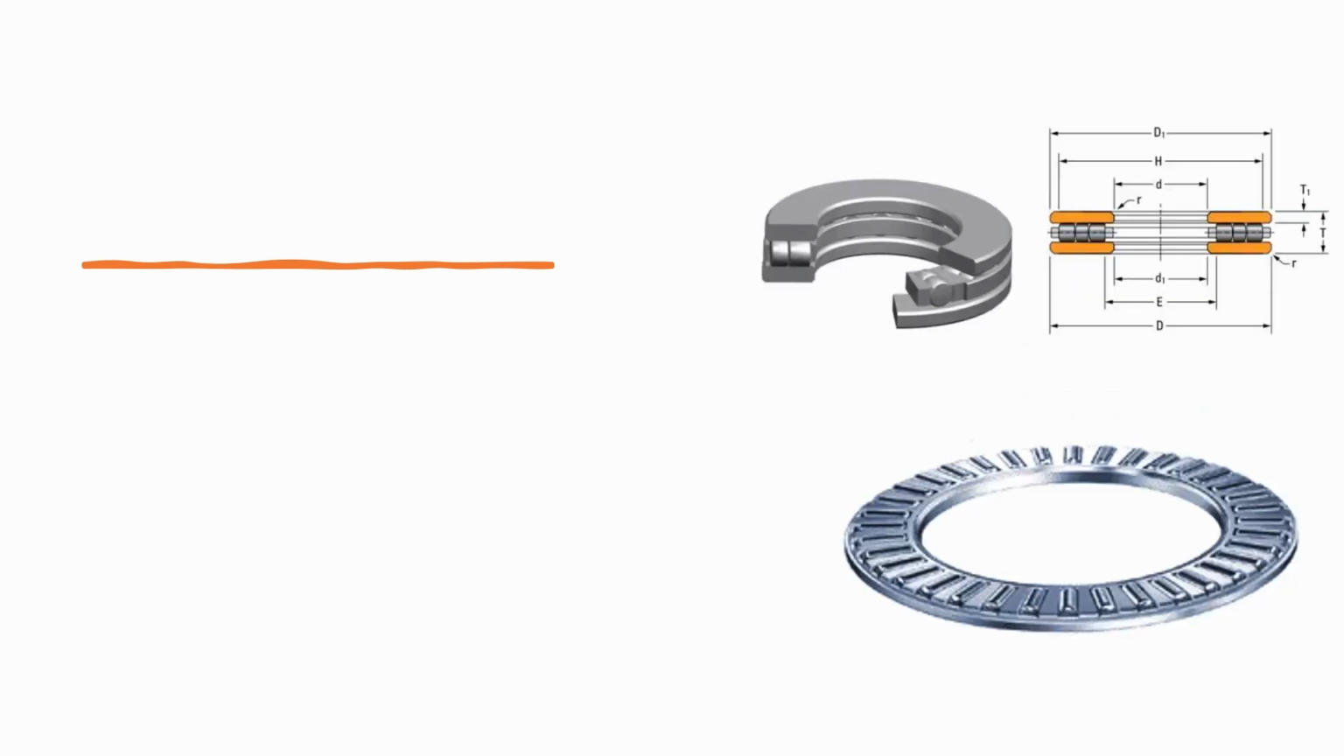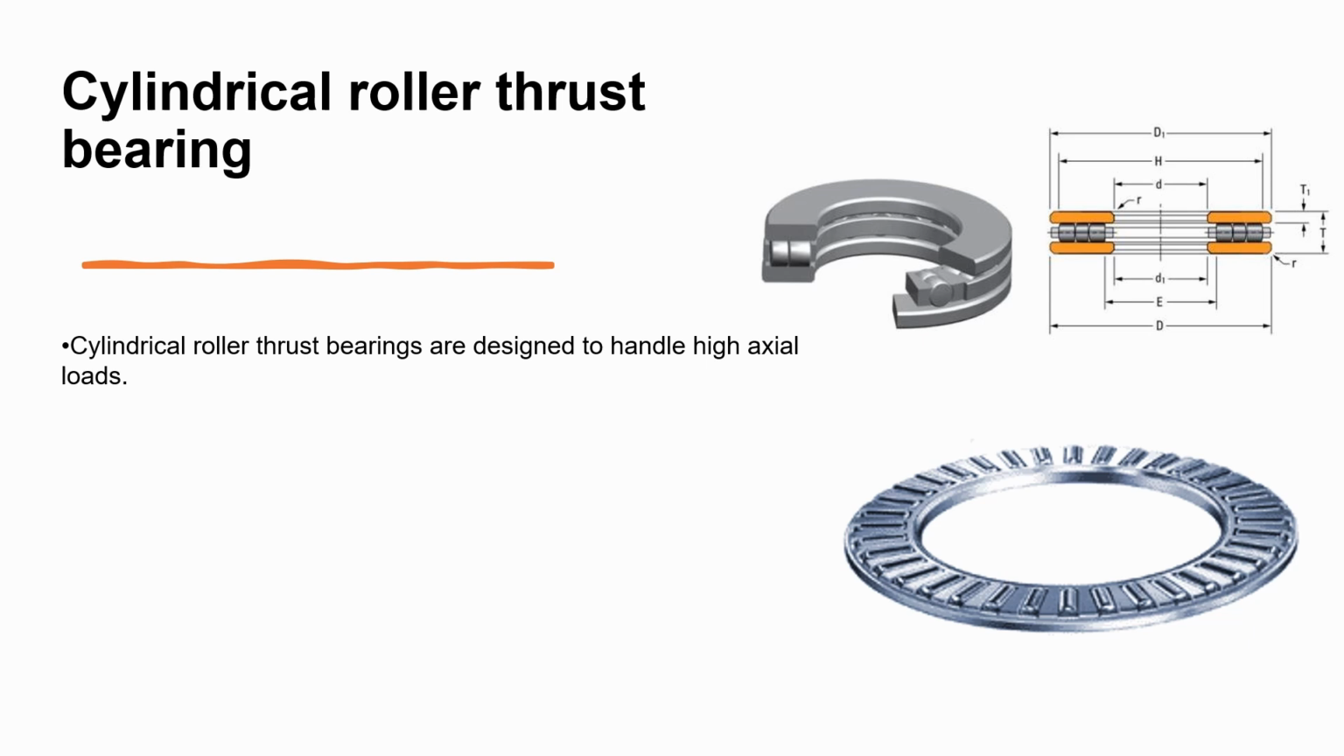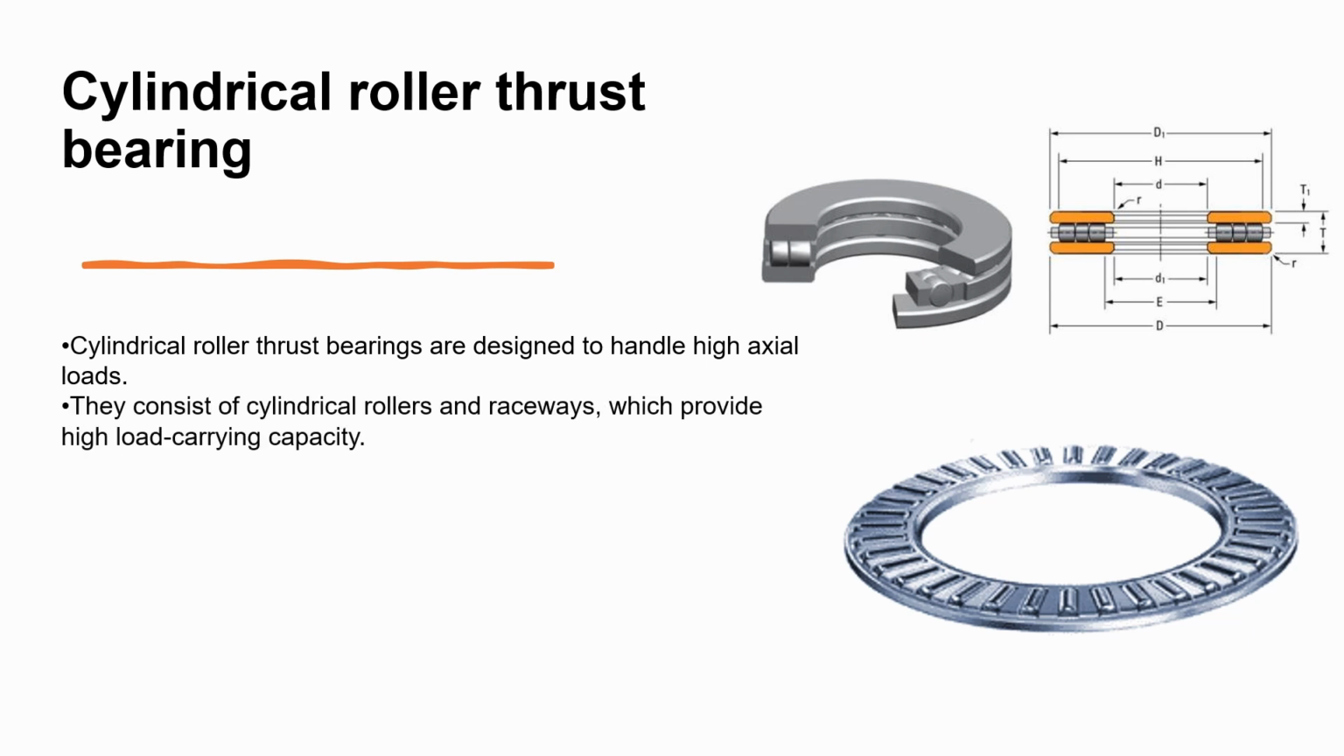Cylindrical roller thrust bearings are designed to handle high axial loads. They consist of cylindrical rollers and raceways, which provide high load carrying capacity. Applications: heavy machinery, industrial gearboxes, marine propulsion systems.